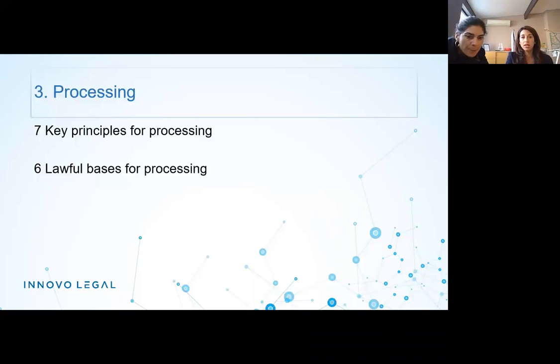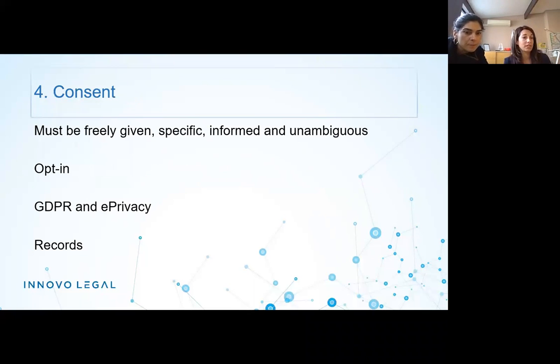So it must be freely given, specific, informed, and unambiguous. I think the point here that I want to make is if you compare it with Australia, it can't be implied, right? Okay. The GDPR is very clear. It needs to be express consent. It doesn't say express, but I think the wording is pretty clear.